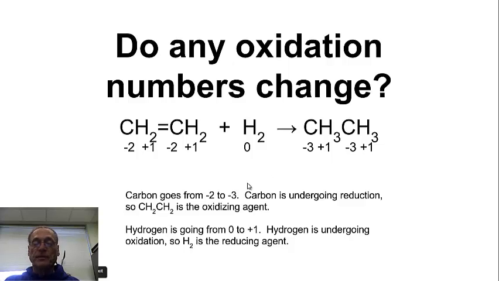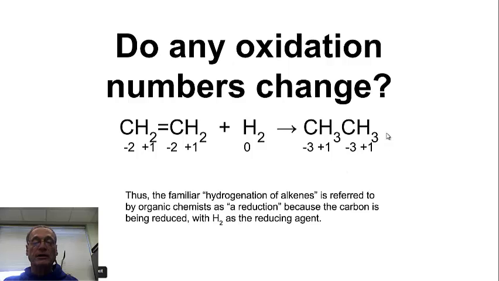So has anything changed? To be sure, the carbon has gone from a -2 to a -3, so it's decreased, so that's a reduction, so the carbon is being reduced. And at the same time, this hydrogen has gone from a 0 to +1, so it has increased its oxidation number. Really, it's lost electrons, and therefore that's an oxidation. So this hydrogen gets oxidized, the carbon gets reduced. Since the carbon is reduced, this molecule is the oxidizing agent, and since the hydrogen is oxidized, this is the reducing agent.